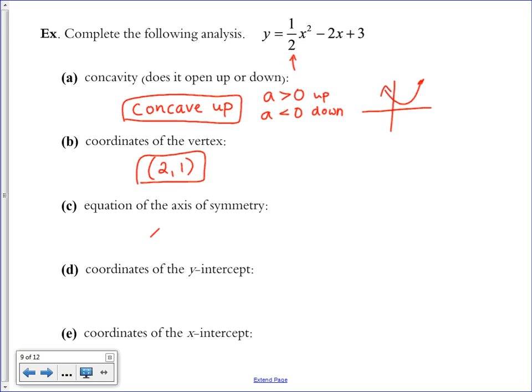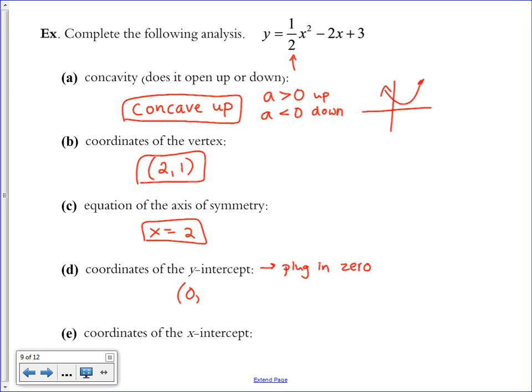Equation of the axis of symmetry was x equals 2. That's because it goes right through the vertex. Coordinates of the y-intercept, that's what you get when you plug in 0. So it happens in every function that we've done and every function that you will do. Just get in the habit of plugging in 0 anytime you see y-intercept. And write your answer as an ordered pair to that.